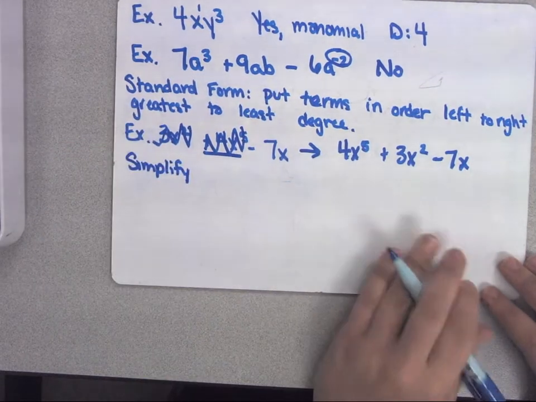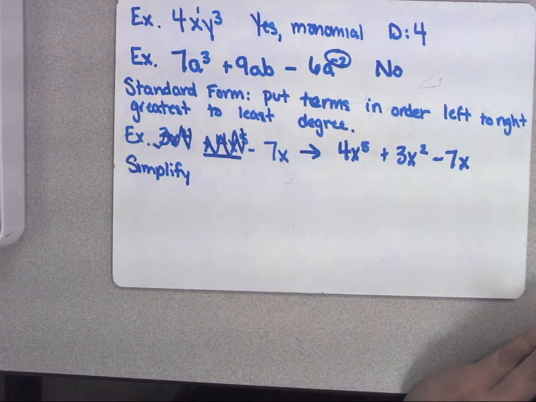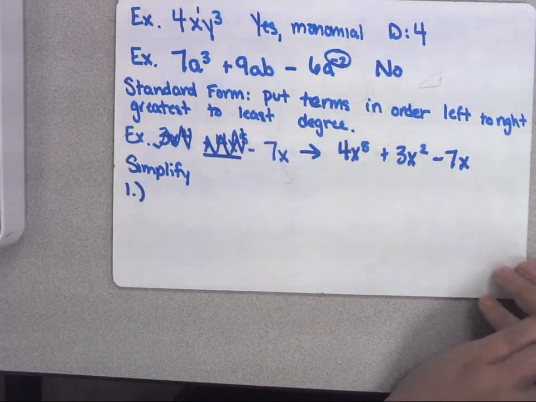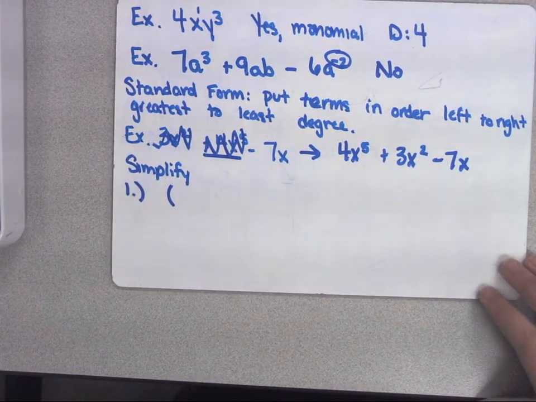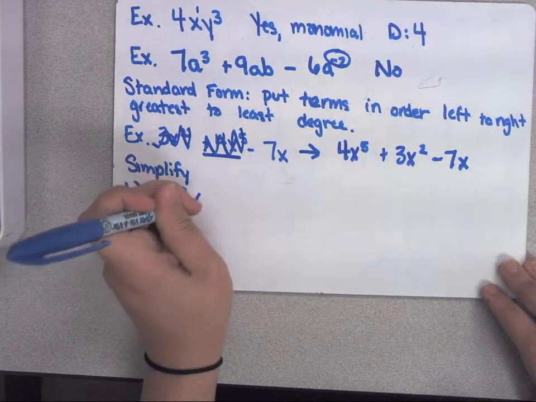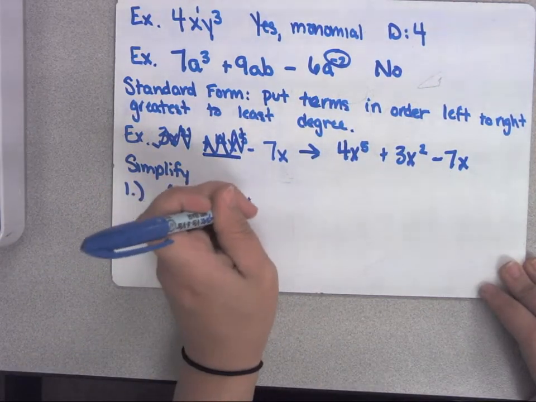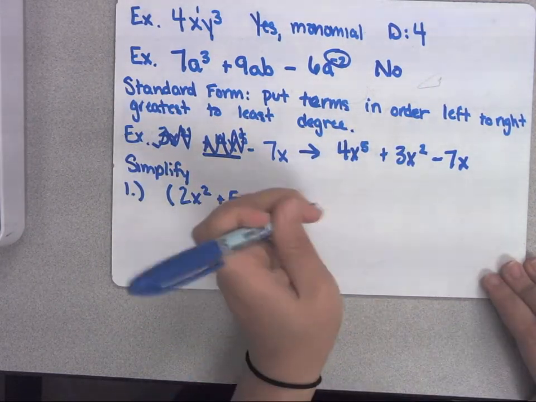So it's not going to say add and subtract these. It's just going to say simplify. It's going to give you two polynomials, and it's going to separate them using parentheses. So first set of parentheses. I'll give you an easy one to start: 2x squared plus 5x minus 7. Close your parentheses. Addition sign.